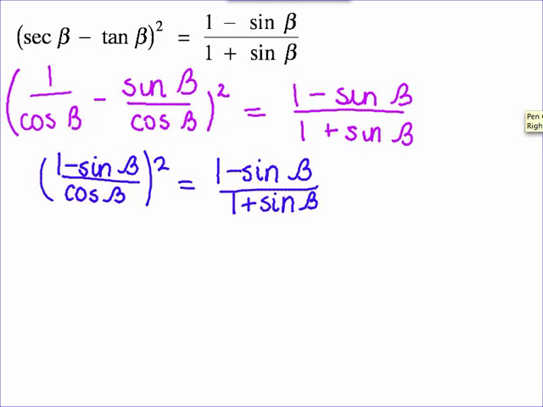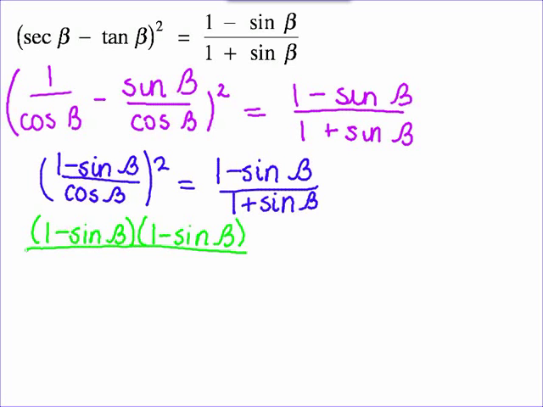Now, when you square something, that means you take it times itself, right? So really, on the top, I've got 1 minus sine beta times 1 minus sine beta. I'm looking ahead and thinking I'm going to have to FOIL that out. But then I look to the right side and see a 1 minus sine beta, so I'm thinking, leave it in factored form. Don't FOIL it out. On the bottom, I get cosine squared beta.